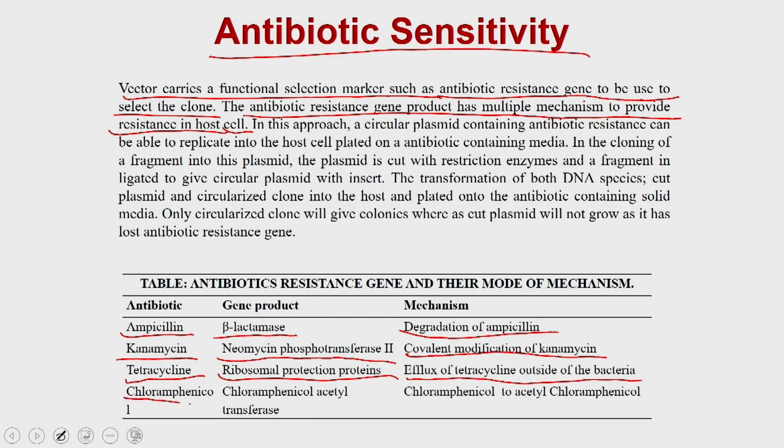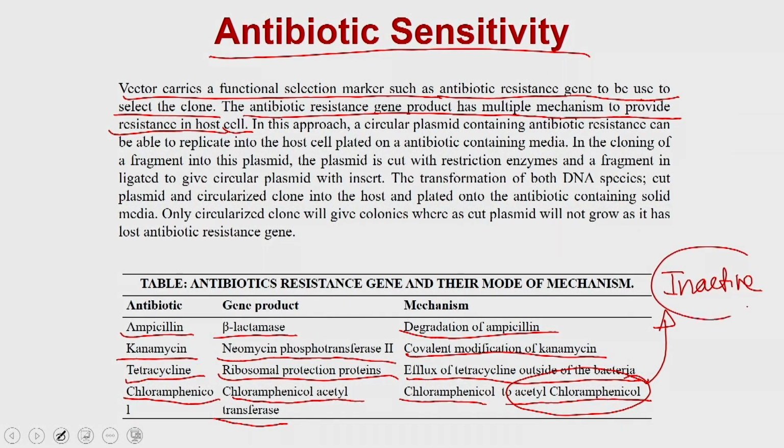Similarly, you have the chloramphenicol. The chloramphenicol resistance gene is going to produce a protein called chloramphenicol acetyl transferase, and that converts the chloramphenicol to acetyl chloramphenicol, and acetyl chloramphenicol is inactive compared to chloramphenicol, and that is how it is going to confer the resistance to that particular bacteria.